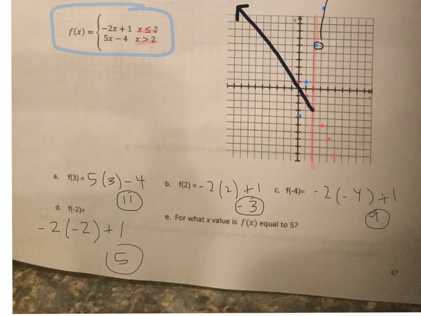Now, the last one's a little bit different. It says, for what x value is f of x equal to 5? That wants to know when y equals 5, what is the x value? So on your picture, go to y equals 5. 1, 2, 3, 4, 5. And you should see what the graph looks like. If I go to the right, there's nothing there. But to the left, your picture should be a lot better than mine. You will see that it is at negative 2. So the answer is x equals negative 2.